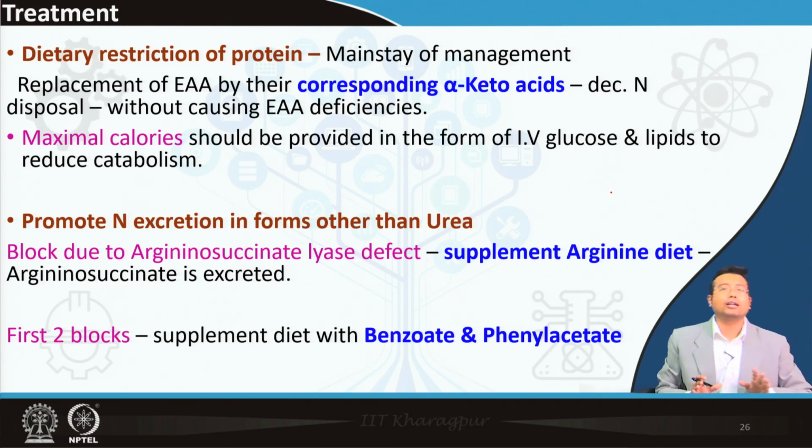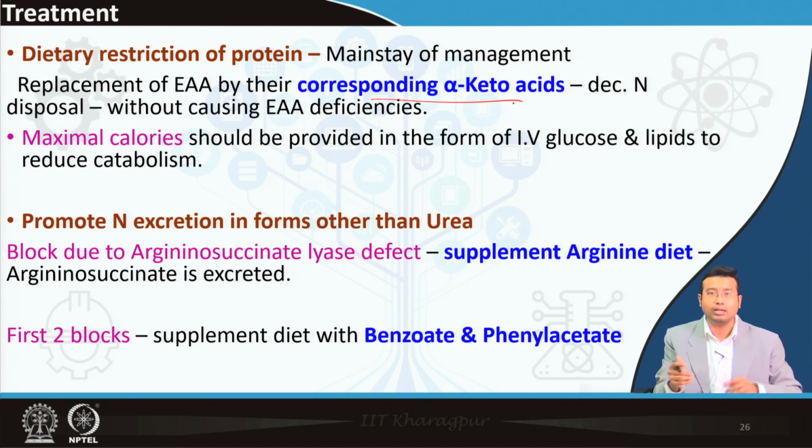So, how can we treat these urea cycle deficiency disorders? Mainly we restrict protein, with a protein free or low protein diet, and we need to make sure the essential amino acid deficiencies are not hampered. How? We need to provide the corresponding keto acid in the diet, because amino acids are converted to keto acid by transamination. Maximum calories have to be given by intravenous glucose and lipids, right.